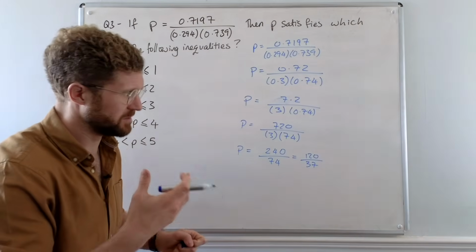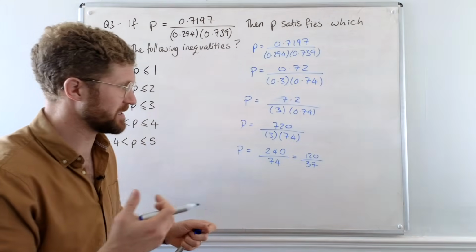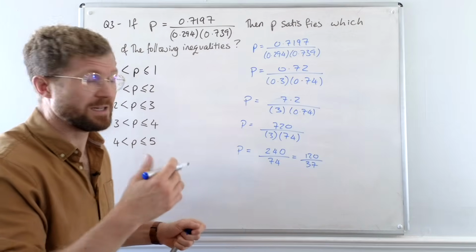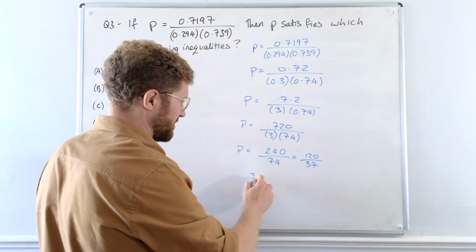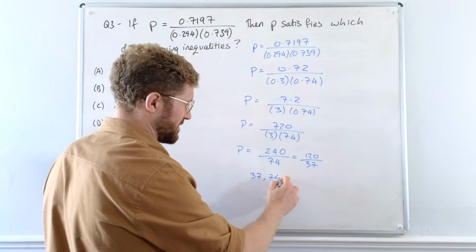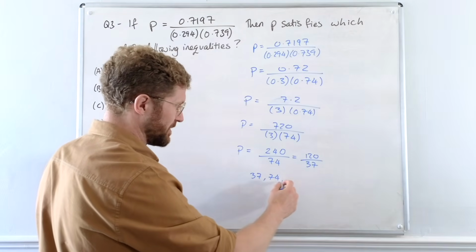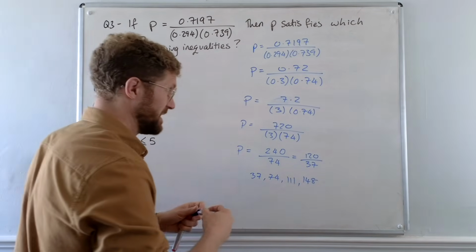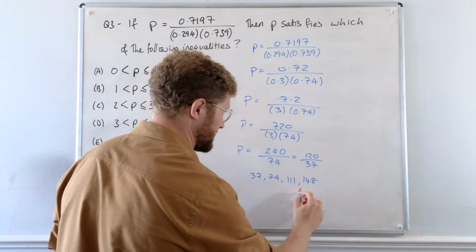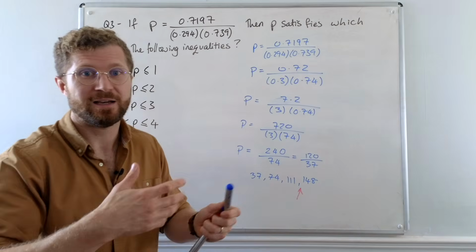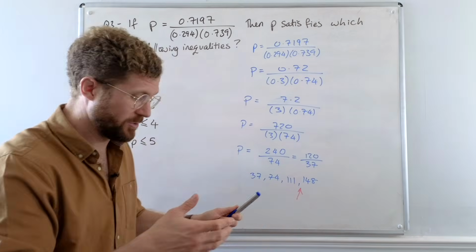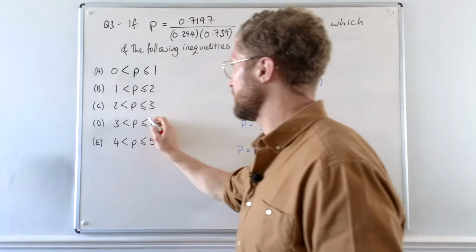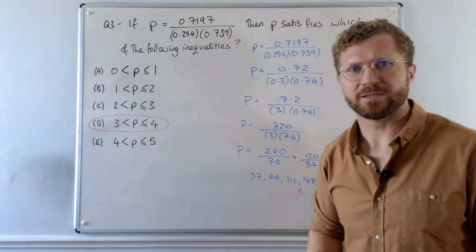Now 37 is a prime number, so I'm not going to be able to take this any further. But 120 divided by 37, that's something that I can begin to work with. What we could do is say, well, 37, if I times that by 2, I get to 74. If I add on another 37, I'm going to get 111, and the next one's going to be 148. So 120 is going to be sitting somewhere between 3 times 37 and 4 times 37, which means that my overall answer here, this value of P, is going to be somewhere between 3 and 4, and D is going to be the answer to this question.